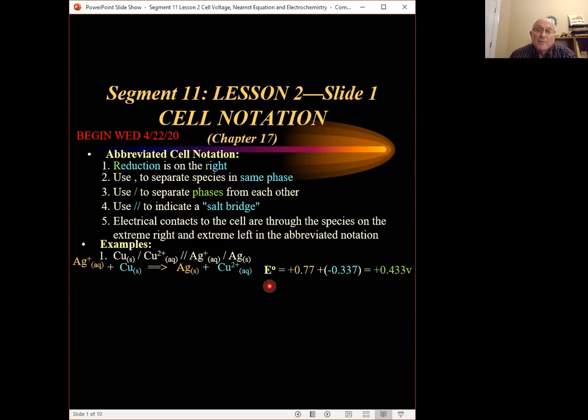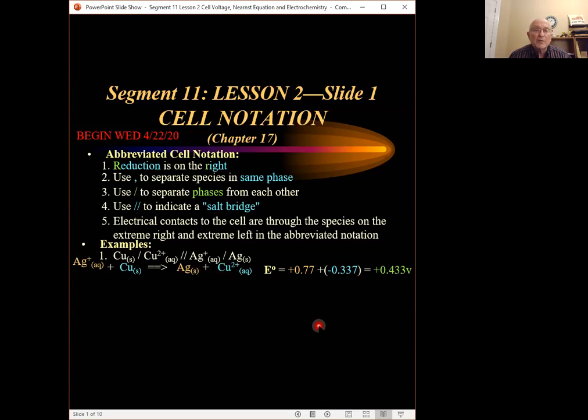The voltage now is going to be the voltage for the copper ion, which is -0.337 when copper goes from copper to copper +2. When silver goes from silver ion to silver metal, it's at +0.77 volts. So this reaction, written as it is here, gives me an overall voltage of 0.433. This is for the standard state cell.